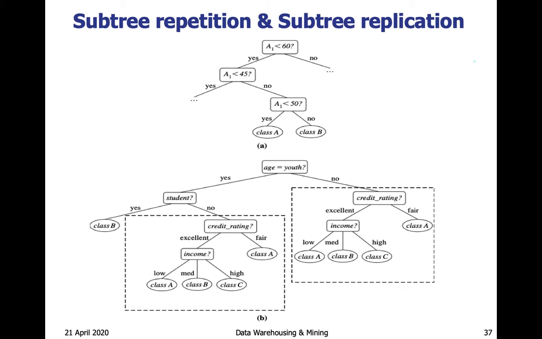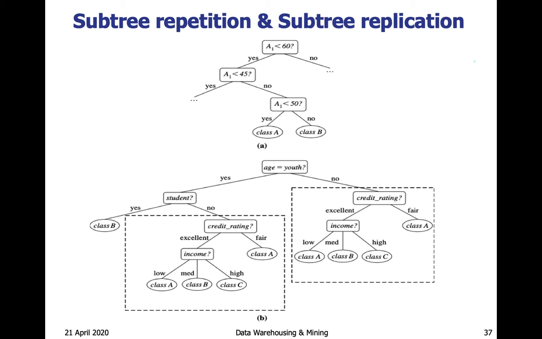The use of multivariate splits can prevent these problems. Okay, fine. So these are the things about the decision tree to discuss.